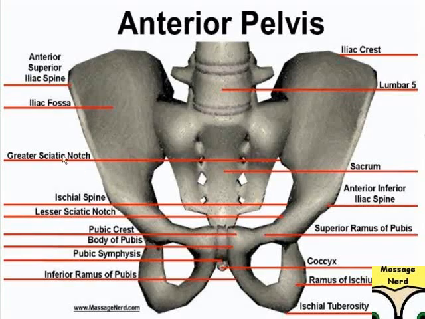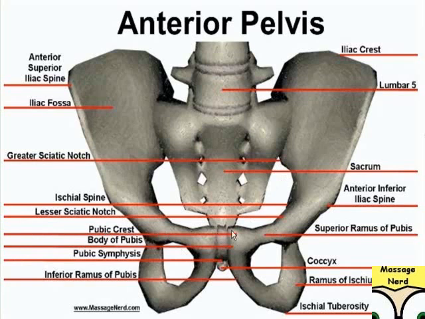Anterior pelvis bony landmarks. First one, anterior superior iliac spine, right here. ASIS, some people use the initials. Iliac fossa, right in here. Greater sciatic notch, right here. Ischial spine, right in this region. Lesser sciatic notch down here. So remember, greater up here, lesser down here.